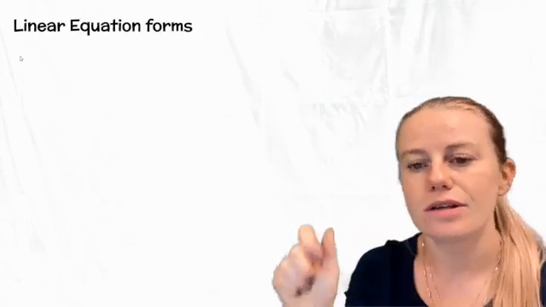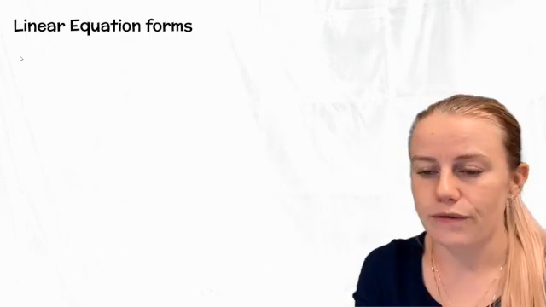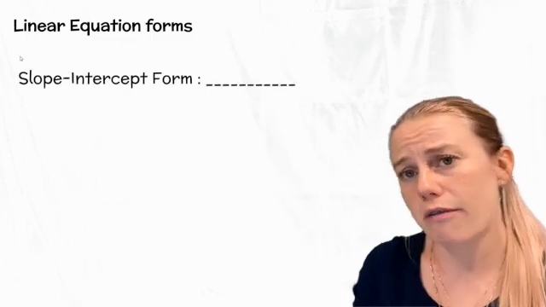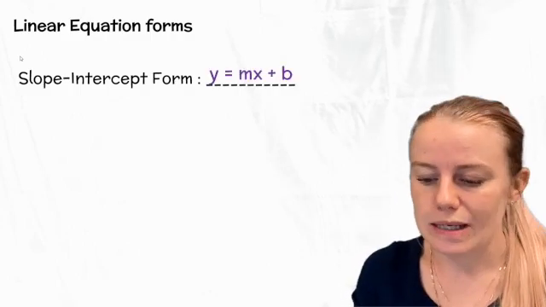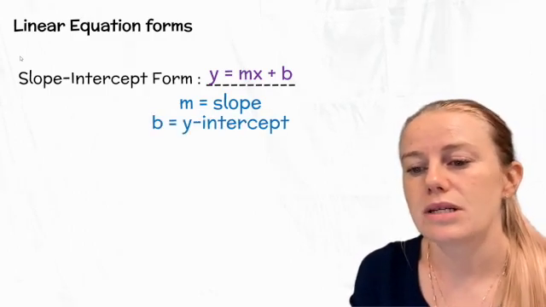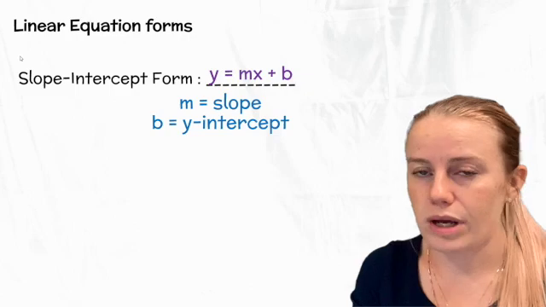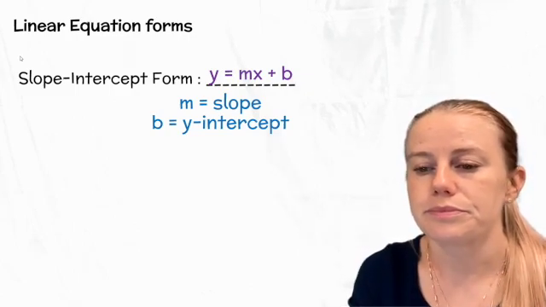All right, so let's just remind ourselves, write it down, our equation forms. Remember, we have two of them. We got slope-intercept form. This is the one we like a lot. y = mx + b, where m is our slope and b is our y-intercept. Today, we are just looking at the m, so whatever is in front of the x.